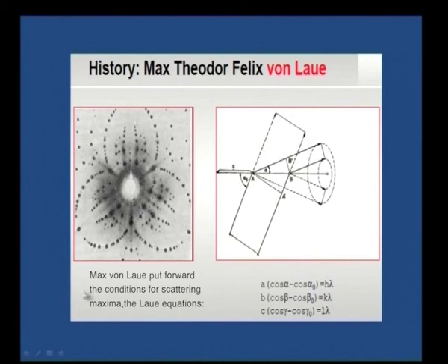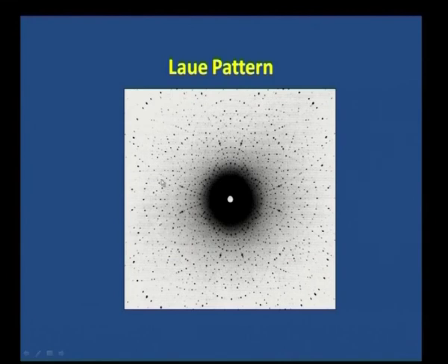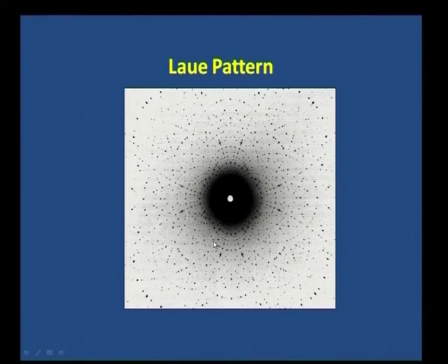Max von Laue put forward the conditions for scattering maxima. They are the so-called Laue equations. Let us not go into the details of the Laue equations, which are used to understand how the dots are obtained. That is, Laue spots have been obtained, and let me show you again the Laue pattern. The Laue pattern will look like this. Now, you may ask the question, from this pattern what do you obtain?